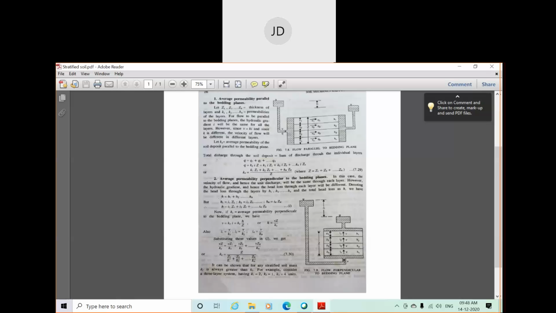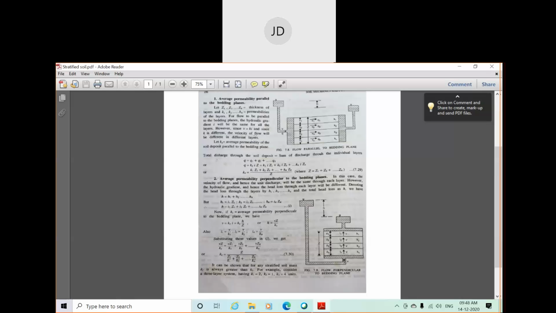So we can say the total head loss, denoted by small h, can be written as H1 plus H2 up to Hn, where H1 is what? Hydraulic head for layer 1, H2 is the hydraulic head for layer 2, and so on. And for this case, your velocity of flow is going to be constant for all layers. Now you can see the difference between these two. It is a completely opposite condition. So you have to differentiate between case 1 and case 2.